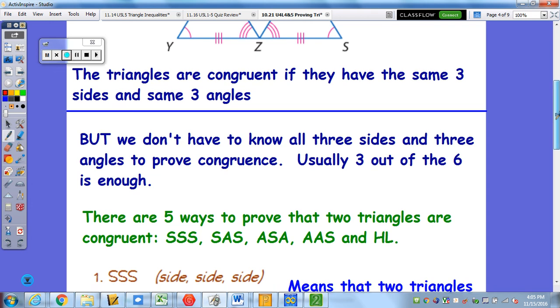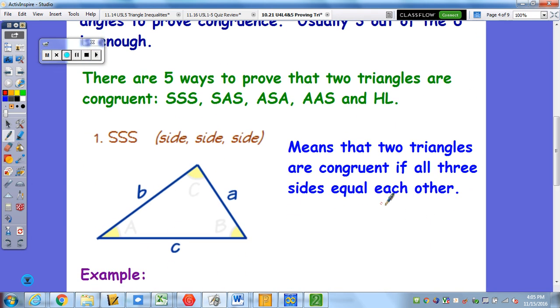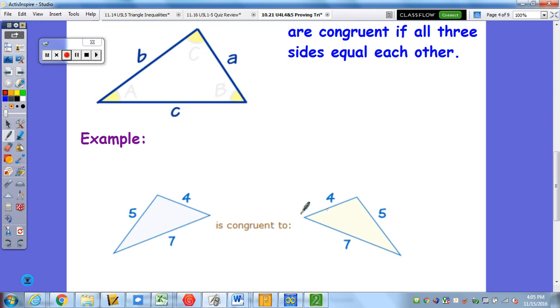The first one is side, side, side. That means that the two triangles are congruent if all 3 sides are equal to each other. We saw that before. If I have 2 triangles where all of the sides are congruent to each other, then our triangles are congruent because all 3 sides correspond to each other.